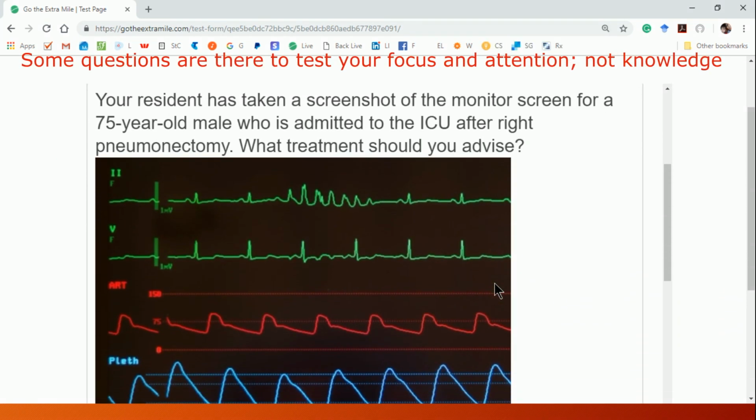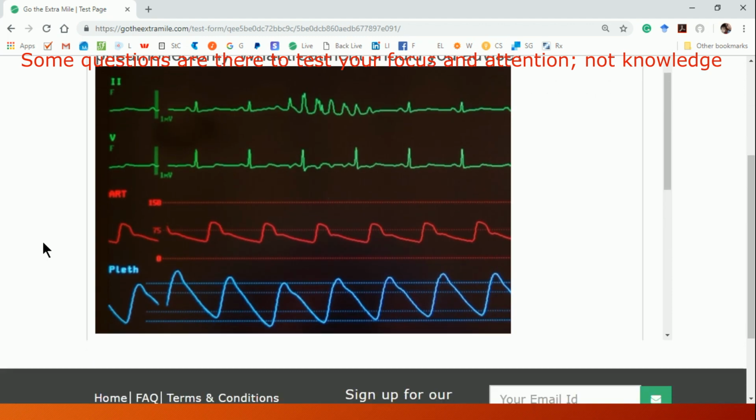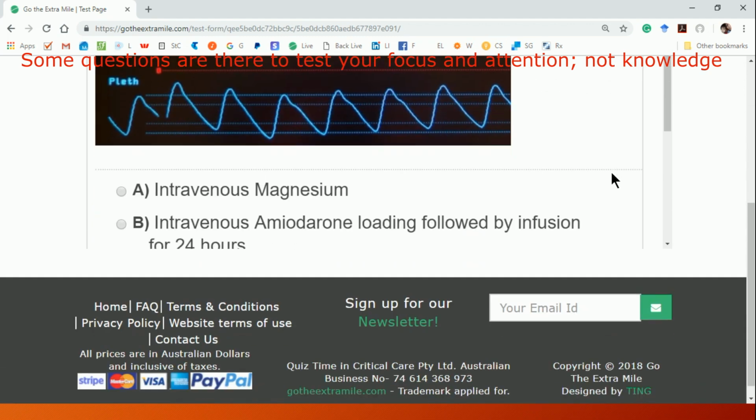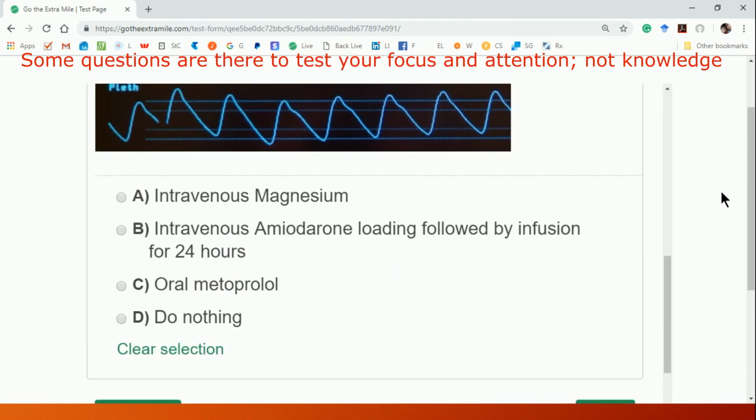Your resident has taken a screenshot of the monitor screen for a 75-year-old male who's admitted to the ICU after right pneumonectomy. Oh, geez, this looks very scary. What do I do? Well, it looks like a non-sustained ventricular arrhythmia. Okay, I'm going to just give some magnesium, amiodarone, metoprolol, or do nothing.